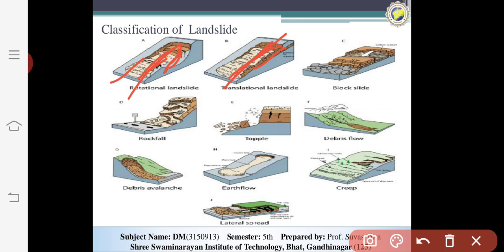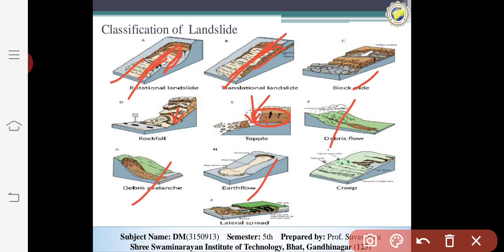In the hills, a rock fall is when the rock falls downside. In this type, the block falls directly from the downsides. Then the topples: when the land material decreases, at that time the material moves downside, and this is called a topple. Then after that, describe the flows, the avalanche, and the earth flow.